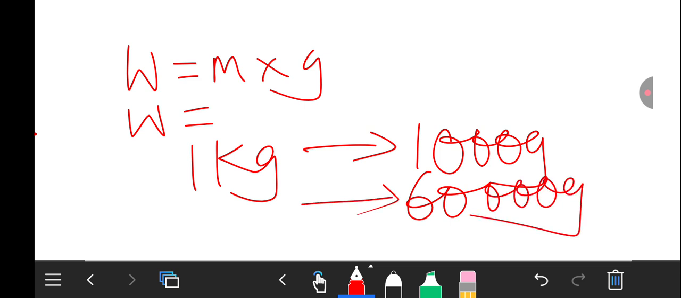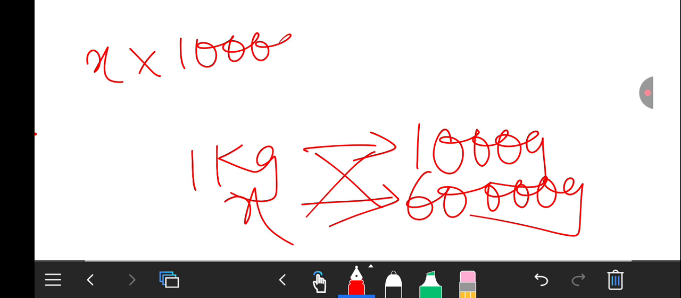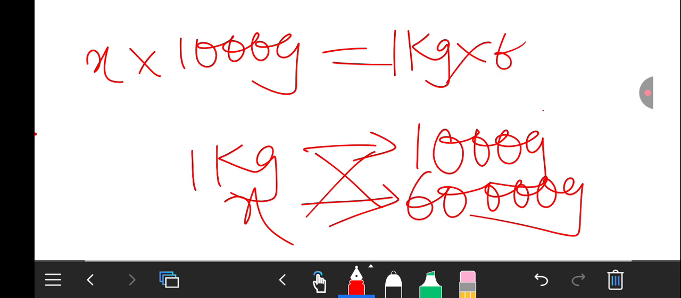What if we have 60,000 grams? What will be the value in kilograms? So you say simply x there. We don't know, so that's what we are finding. So we're going to cross multiply. So x by 1,000 grams, x multiplied by 1,000 grams is equal to 1 kg multiplied by 60,000.